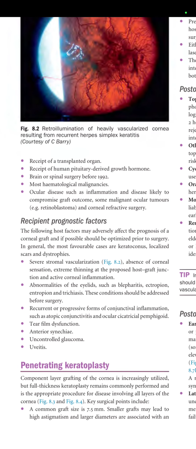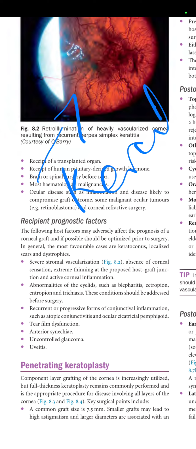the graft. The following host factors may adversely affect the prognosis of the corneal graft and, if possible, should be optimized prior to surgery. In general, the most favorable cases are keratoconus and localized scar and dystrophy. So, what is the most important indication of corneal transplant? It is keratoconus. Severe stromal vascularization, figure 8.2, absence of corneal sensation, extreme thinning of the proposed host graft junction, and active corneal inflammation.